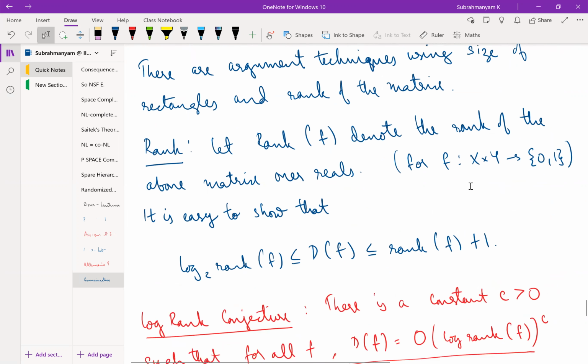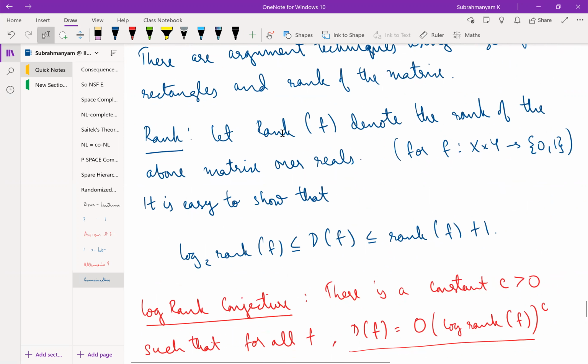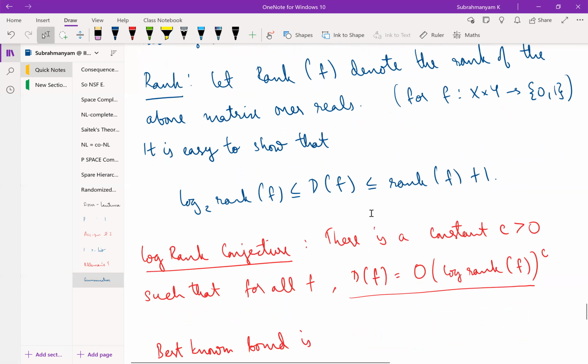The rank of this matrix over the reals is sometimes referred to as the rank of F, because it's the rank of the matrix that is created by F, though sometimes there is an abuse of notation. And it is not difficult to show that the deterministic communication complexity of F is lower bounded by the log rank and upper bounded by the rank plus one. So this is a very wide gap: rank is exponential in log rank. This is a very big range.